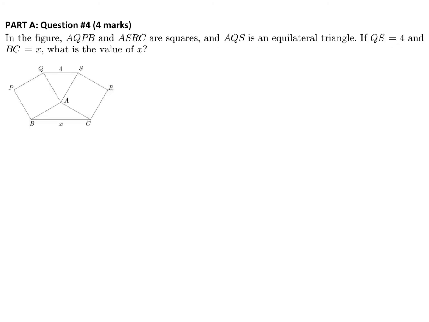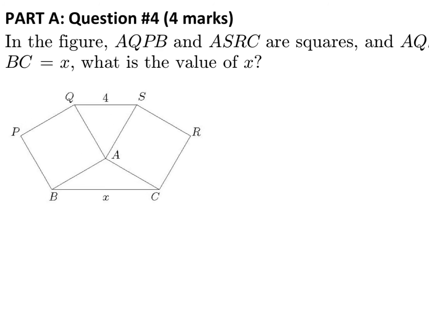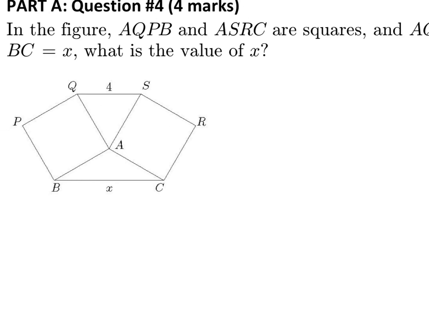In the figure, AQPB and ASRC are squares, and AQS is an equilateral triangle. If AQS is 4 and BC is x, what is the value of x? Okay, let's blow this up a little bit. I think that should be enough.